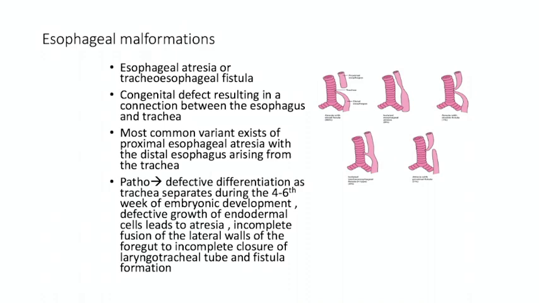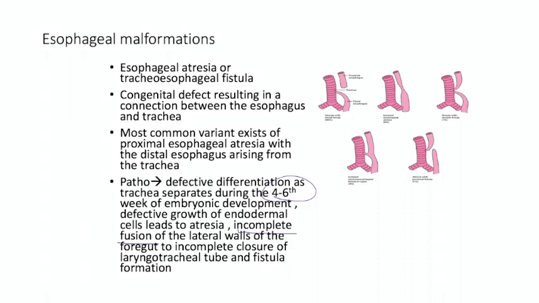So classified as esophageal atresia or transesophageal fistulas. They are defective differentiation that happens with embryonic development within the 4th to 6th week, and it is defective growth of the endodermal cells that lead to atresia, and then there is again incomplete fusion of those walls of the foregut, and then there's incomplete closure of the layer in laryngotracheal tube and fistula formation.